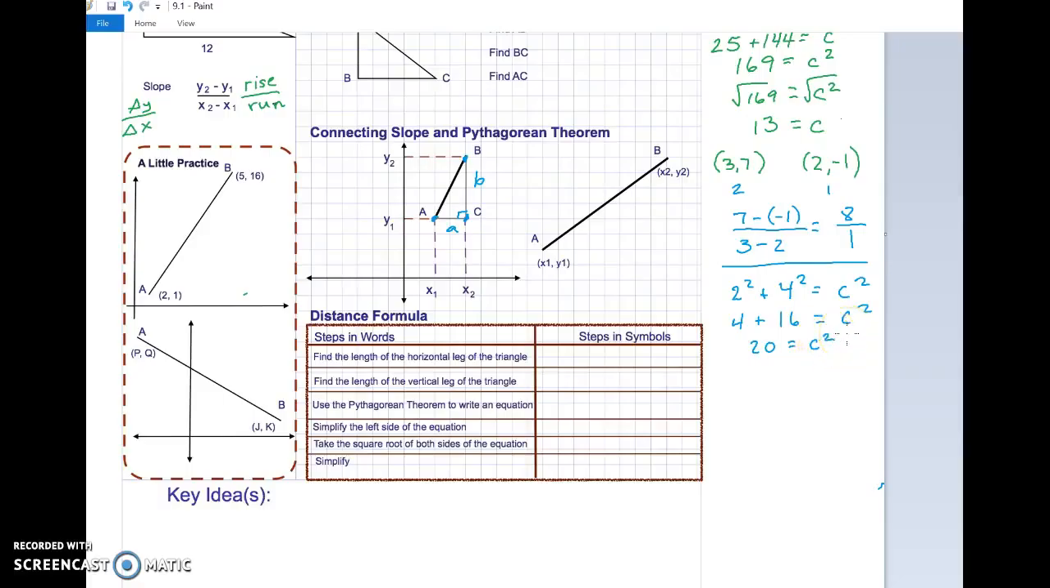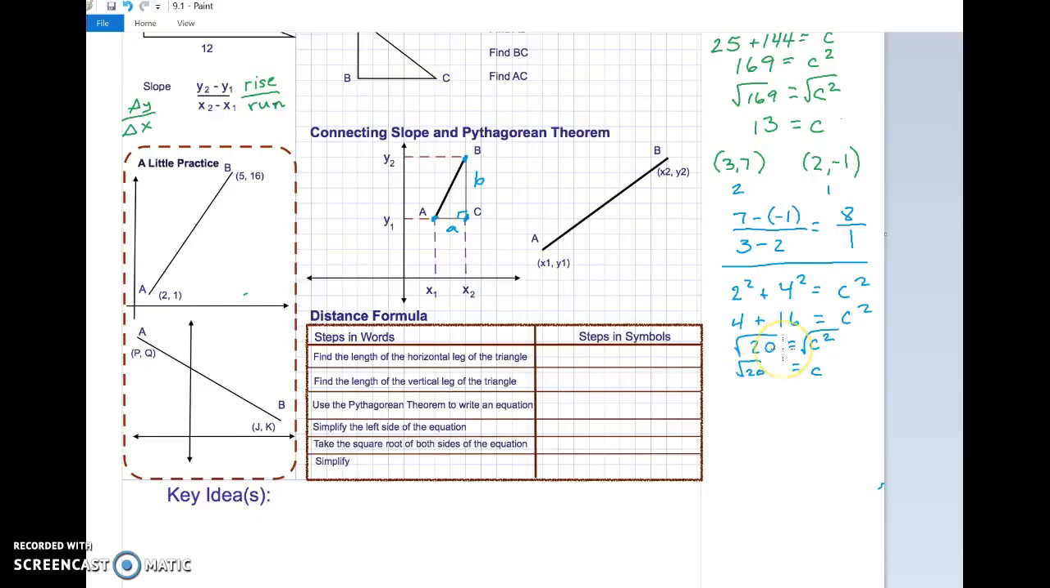Now, a common mistake that many make is as soon as they see 20, they're like, oh, c must be 10. But if I take the square root of both sides, the square root of 20 is not 10, because 10 times 10 does not equal 20. 10 times 10 equals 100. So c equals the square root of 20.